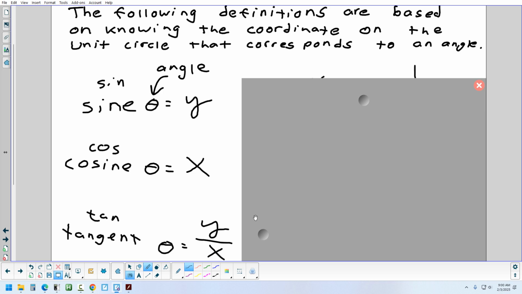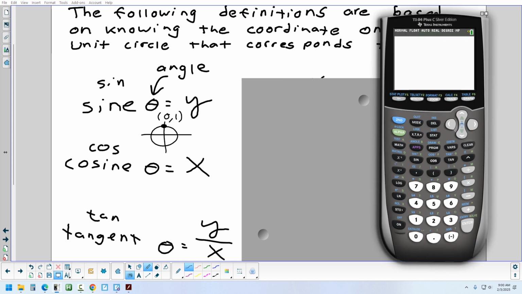So let's try that with 90 degrees. Think about where 90 degrees is for a second. What's the coordinate for 90 degrees? 0, 1. So now, let's say that I wanted to type in the sine of 90 degrees. What part of the coordinate does that formula say you need to calculate the sine? You need the y. For 90 degrees, what is the y value? 1. So when you hit enter, that's why you get 1.